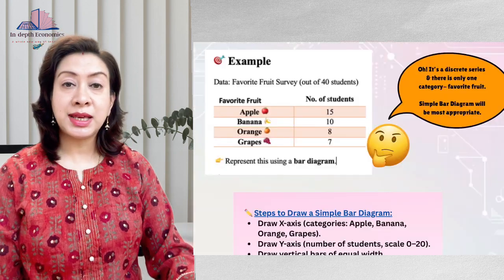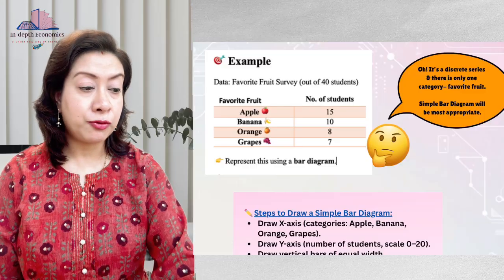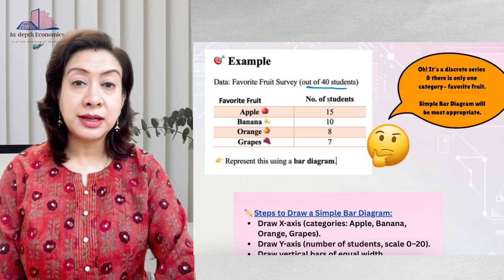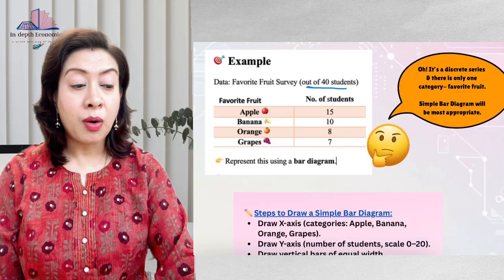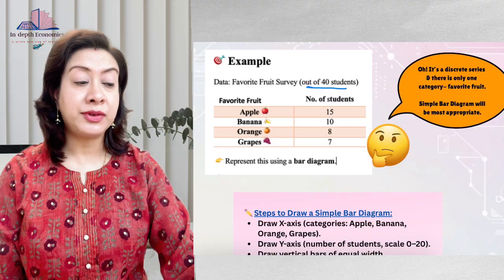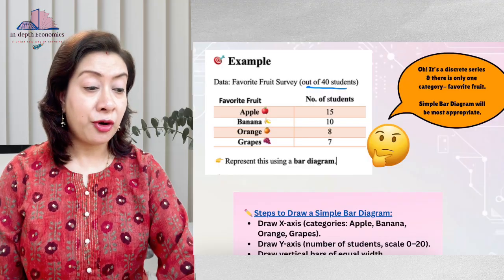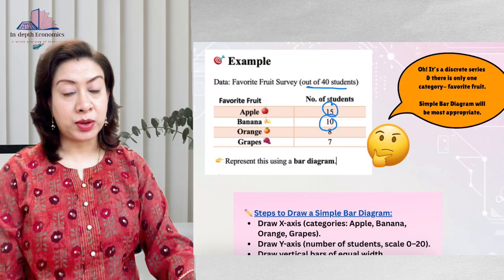Now let us take an example. As you can see on the screen, we have a survey of favorite fruit of 40 students. So we have favorite fruit. These are the categories: apple, banana, orange and grape. Then we have the number of students who consider these fruits as their favorite. So for apple it is 15, for banana it is 10, and so on.